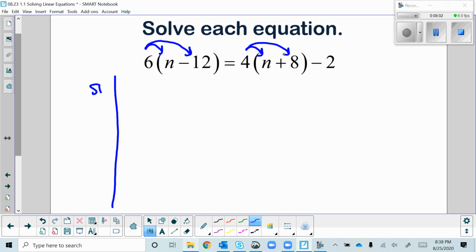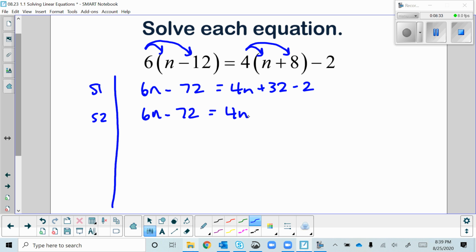Okay, so distributing that through gives you 6n minus 72. And on the right, 4n, distribute the 4 to the 8. That gives you 32. And then minus 2. All right. Step 2. It says to combine like terms on both sides. So on the left, nothing combines, so we just bring it down as is. And on the right, the 32 and the -2 combine. But there's no one to combine with the 4n, so it just stays like that. All right. So there's step 2 done.